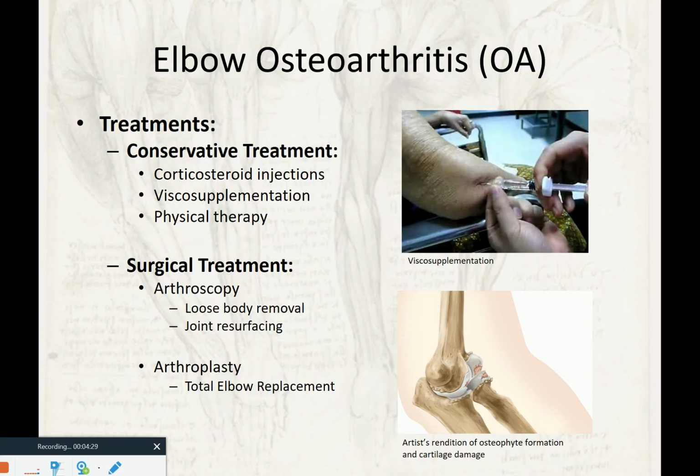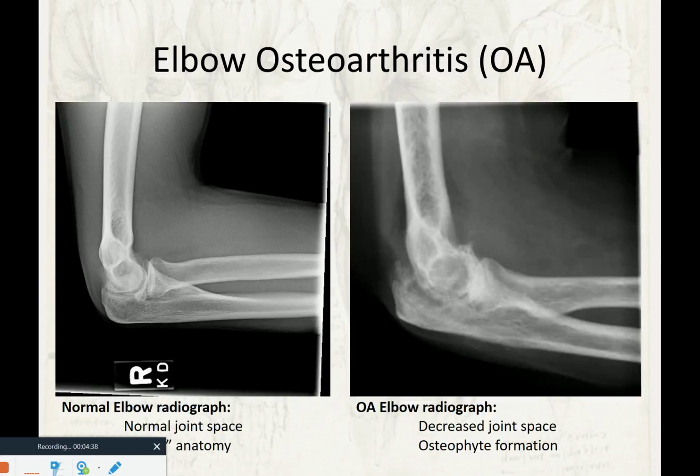You can see this artist's rendition of an osteophyte formation and cartilage damage on the bottom right. That patient may be indicated for an elbow replacement. So here are 2 radiographs. The normal elbow radiograph is pictured on the left, and you'll notice that there's normal joint space and what we would consider clean anatomy. There's no fractures, there's no osteophytes, there's nice soft tissue contours. It looks like a young, healthy person.